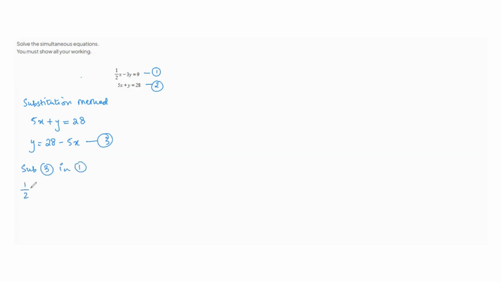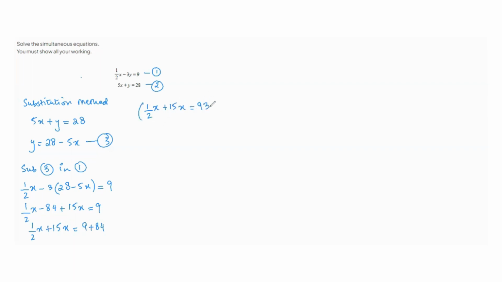So that's going to be 1 over 2x minus 3 times (28 minus 5x) equals 9. That's going to be 1 over 2x minus 3 times 28, which is 84, minus 15x equals 9. It's going to give us 1 over 2x minus 84 plus 15x equals 9. 1 over 2x plus 15x equals 9 plus 84. 1 over 2x plus 15x equals 93.